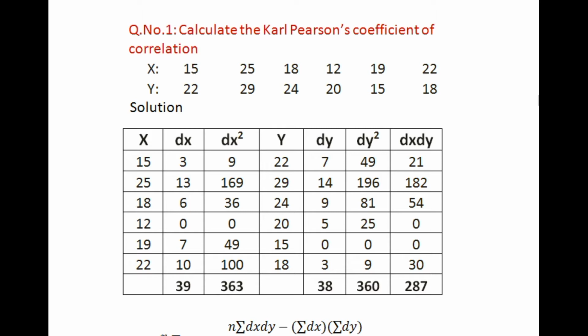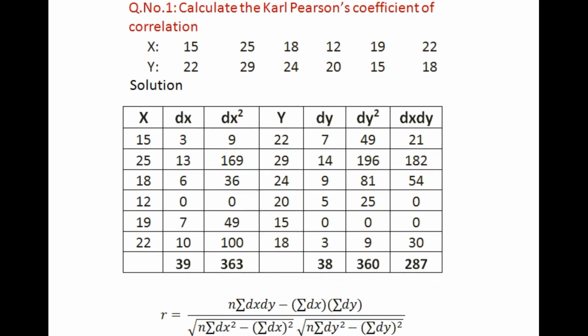Now how to solve Karl Pearson's coefficient of correlation? If you see the formula below, this is the one formula I have given you. R equals n summation of f dx dy minus summation of dx into summation of dy, whole divided by root of n summation of dx square minus summation of dx whole square, into n summation of dy square minus summation of dy whole square. We need to find all these figures, right? So we'll go one by one.